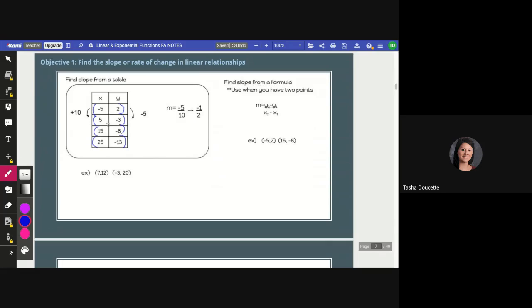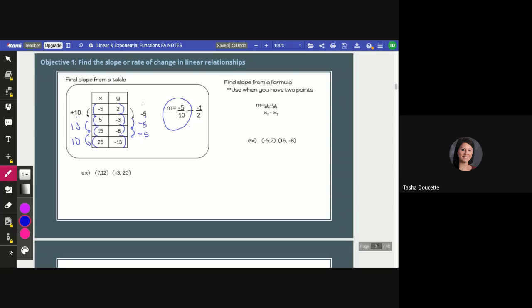We also have an option where we look at the rate of change of our x. So -5 to 5 is +10. And then we say 5 to 15, that's another 10. And 15 to 25 is another 10. So it's consistent. On your y values, we're seeing that it is a constant change of -5. So I can look at this and say my slope is -5 over 10.